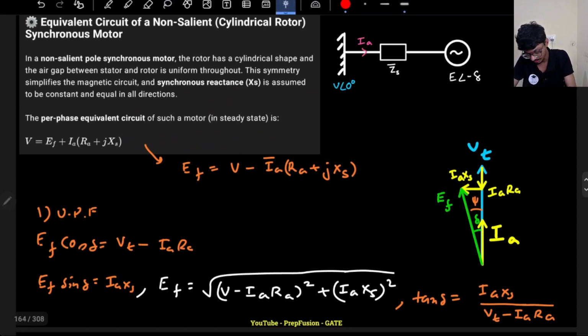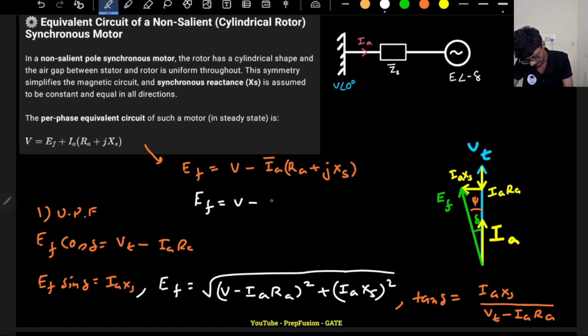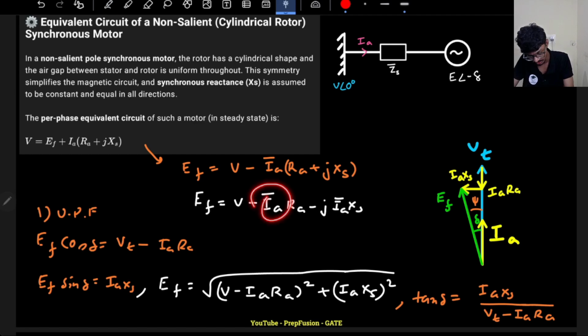So we'll break this down. EF is equal to V minus IRA minus j IA Xs, and remember it is unity power factor, so IA does not have any phase angle, IA is IA angle 0. So it is minus IA Ra, which is here, and minus j into IA Xs.